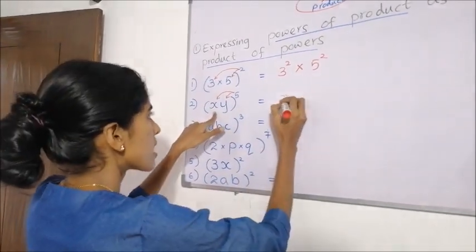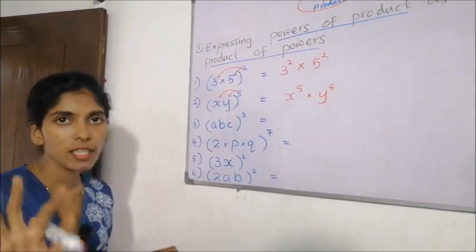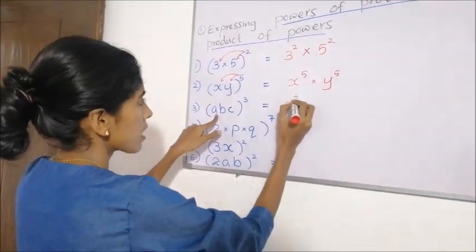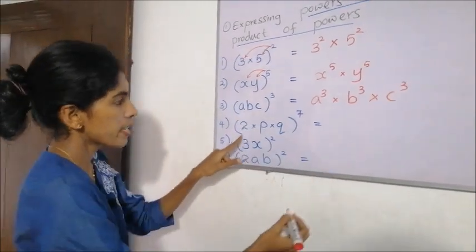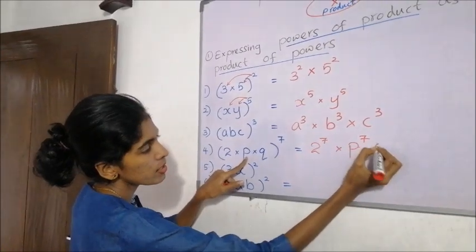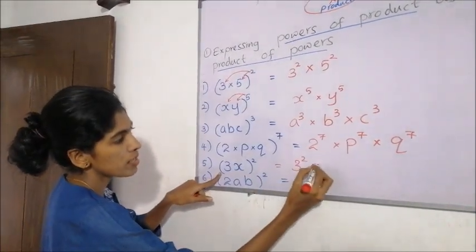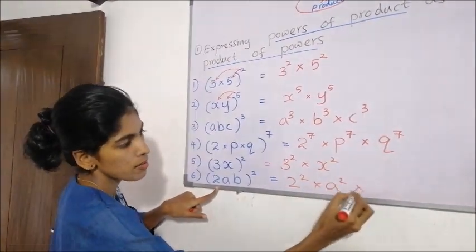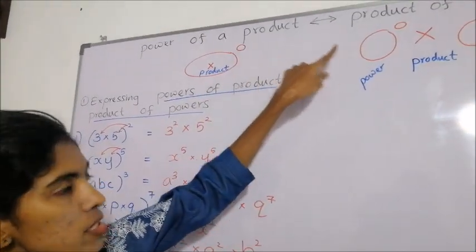So I am writing this as x to the power 5, y to the power 5. Even without the multiplication mark we can write it, no problem. Here the power is 3, so I can write it as a to the power 3, b cubed, c cubed. Next, 2 to the power 7, p to the power 7, q to the power 7. Next, 3 squared, x squared, 2 squared, a squared, b squared. Very easy, but remember that you need to remember these two.